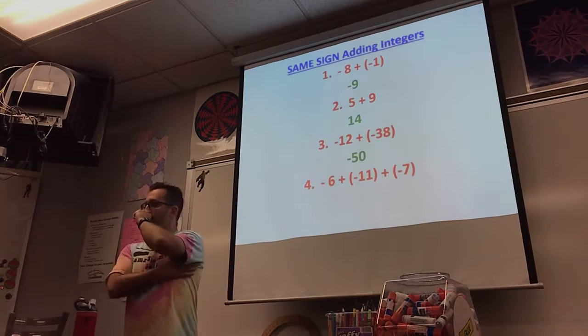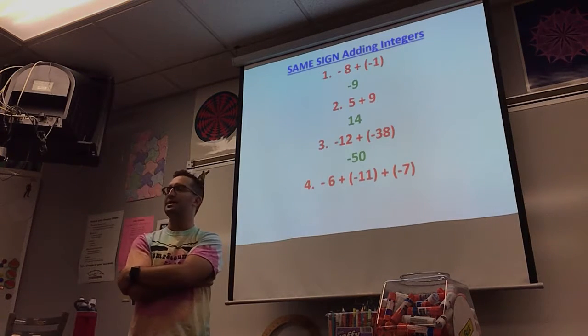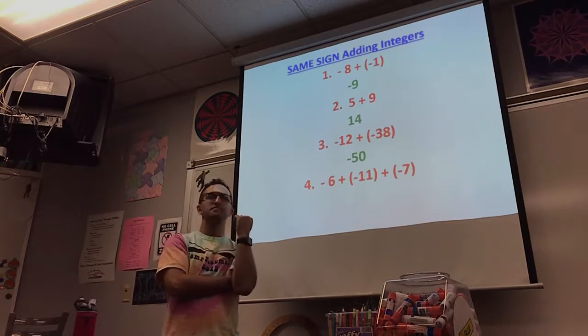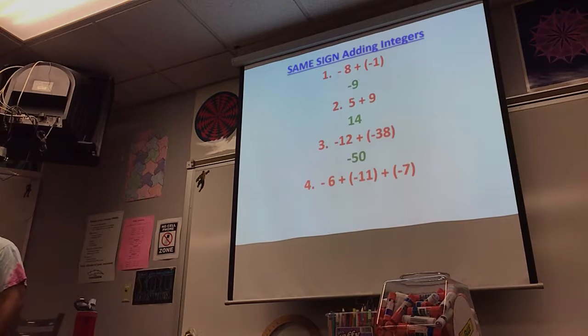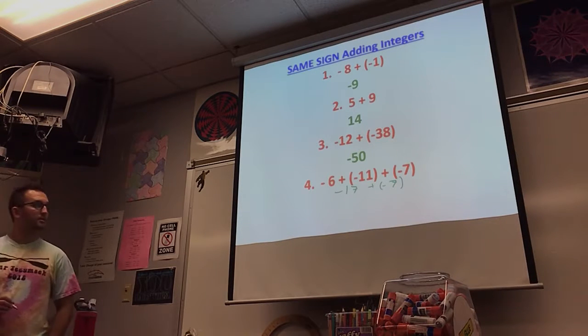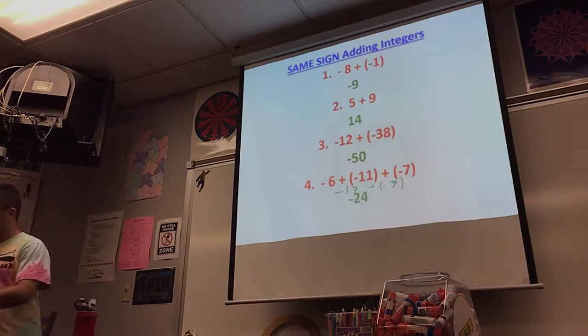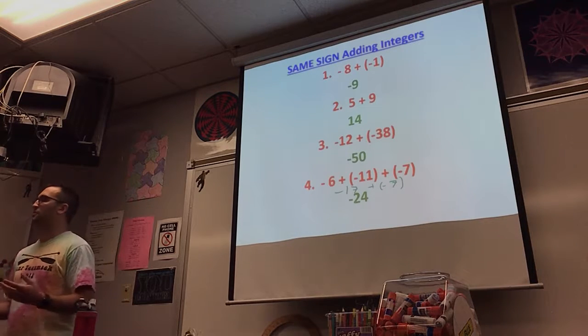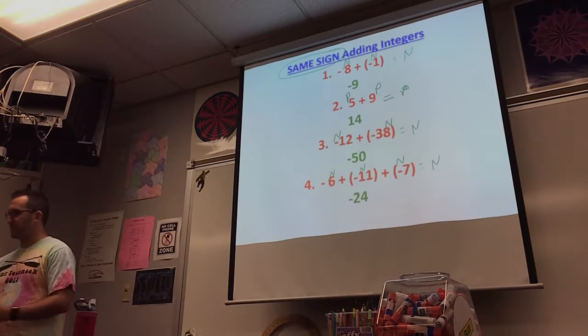PEMDAS tells us that addition and subtraction is the last step, but what people often forget is that you have to add or subtract from left to right. So negative 6 plus negative 7, what team are they on? They're both negative, so it'd be negative 17. And then negative 17 and negative 7, negative 24, you add and keep the sign. Same sign, pretty easy. It's no different than what you've done in all of elementary school with adding.